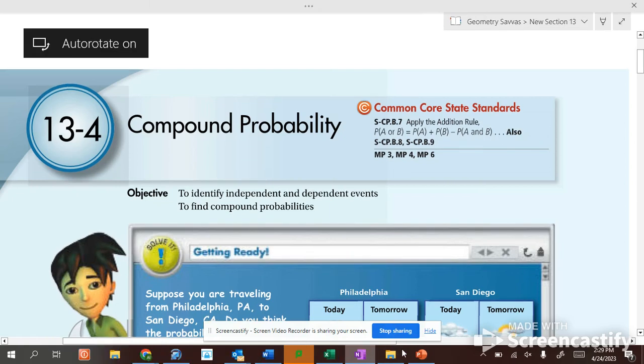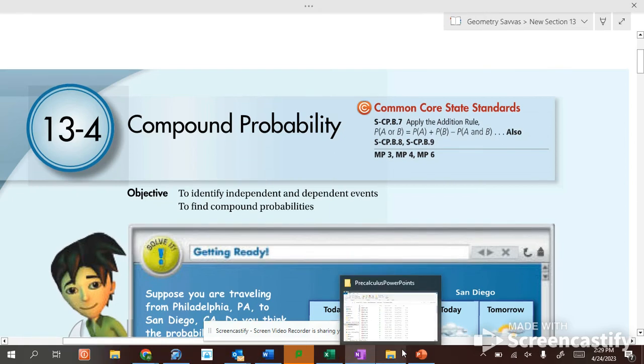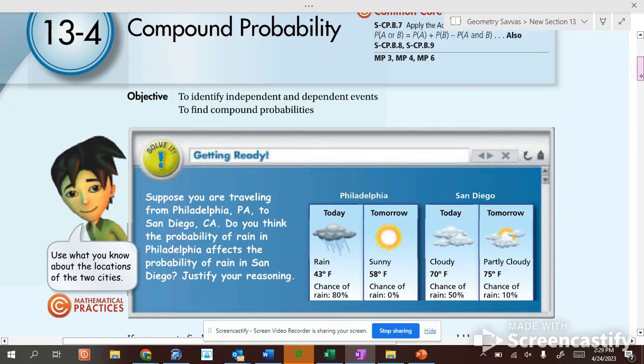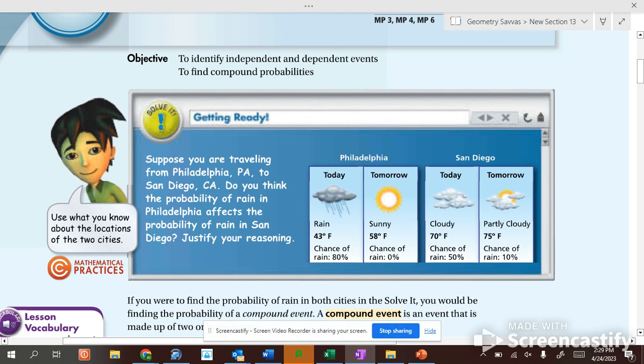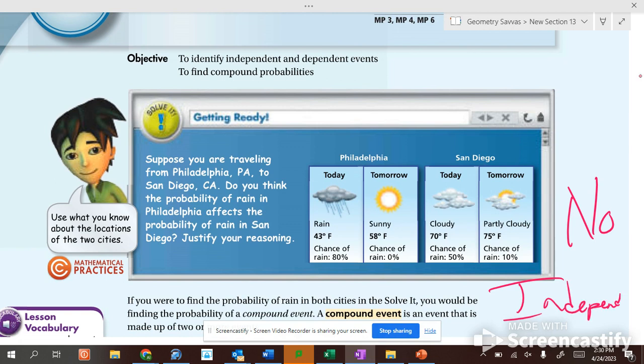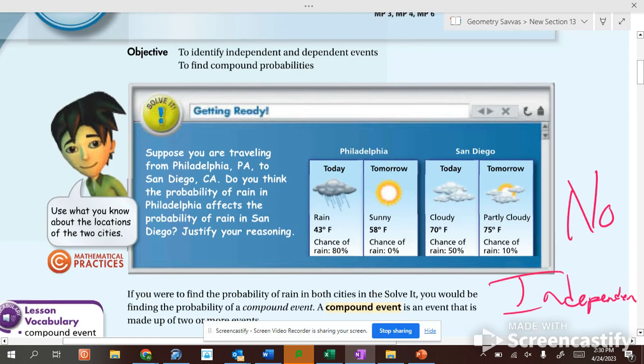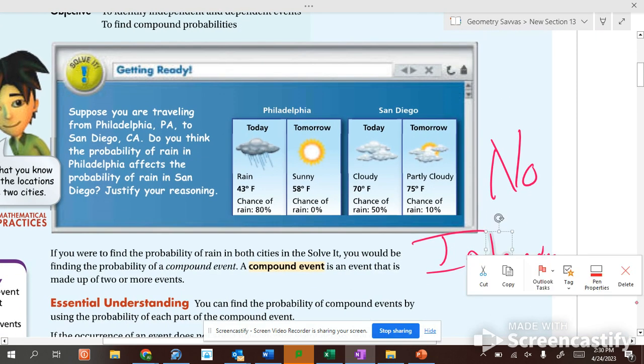All right. So, suppose you're traveling from Philadelphia, Pennsylvania to San Diego, California. Do you think the probability of rain in Philadelphia affects the probability of rain in San Diego? No. It wouldn't affect it because weather moves from west to east anyway. So the answer is no. Weather moves from west to east. These are independent. The weather in each location is independent from the weather in the other location.